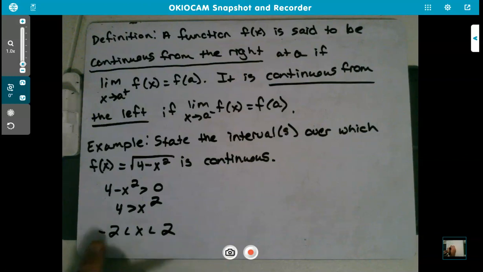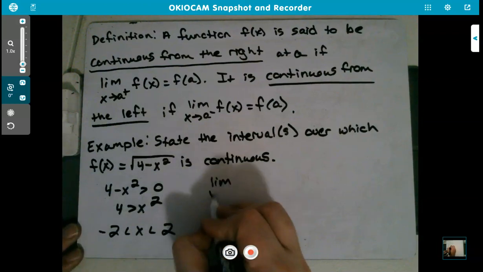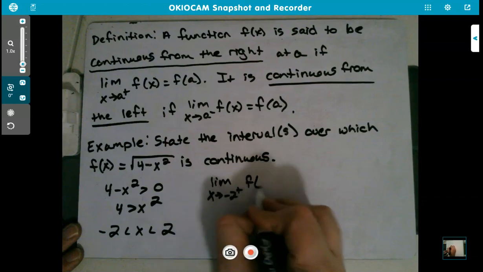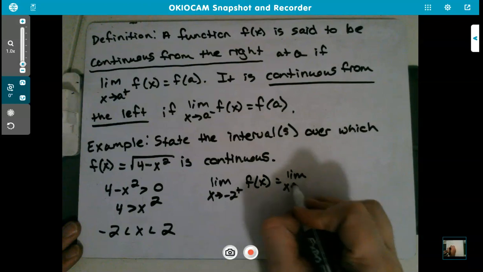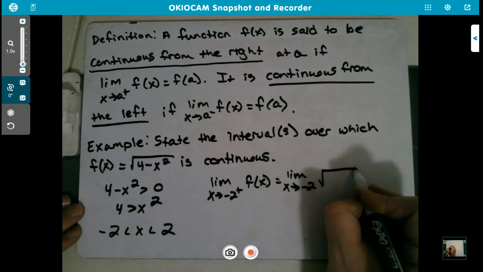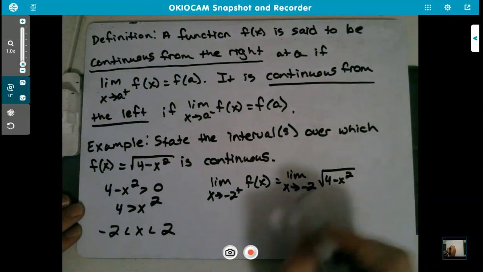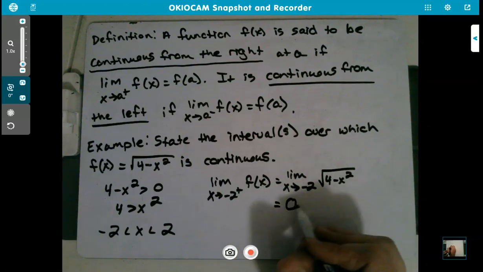Well, notice that everything to the left of negative 2 is not defined, right? So I really only care about what's happening on the right, which is what I wrote down over here. So I have to find what the limit as x approaches negative 2 from the right is and see if that is good. Well, from the right, I can just work it out because that is defined, right? So I can just use the square root of 4 minus x squared, and if you plug that in, that is equal to 0. So I am good.